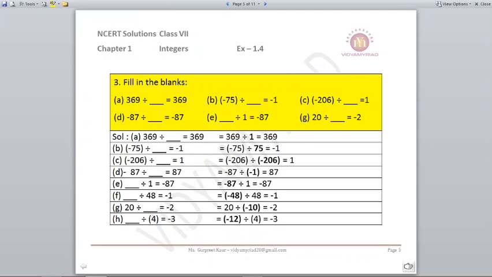Next, dash divided by 48 is equal to minus 1. You need minus, so that means the number should have minus. It will be minus 48. 20 divided by dash is equal to minus 2. Again, the answer is negative. So I will use negative because there is no negative with 20. So it will be minus 10. Same way the last one, dash divided by 4 is equal to minus 3. So that means you need negative, 4 is already positive. I will write minus 12.